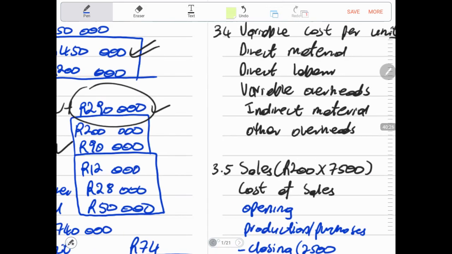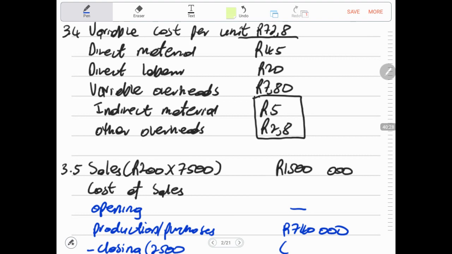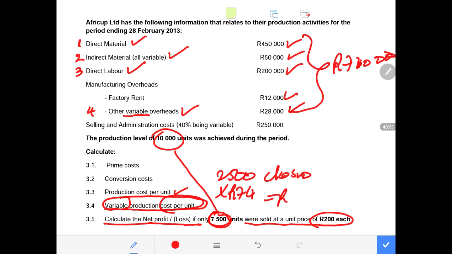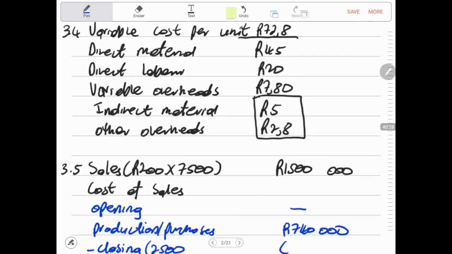2,500 units will be left. Why 2,500 will be left? Because out of the 10,000 that were produced, we only sold 7,500. So that means 2,500 units will be closing. And the cost of each unit here, remember, is 74 rand. So if we multiply 2,500 by 74, it will give us the cost of the inventory that is left. So that will be how we account for that using my own approach.